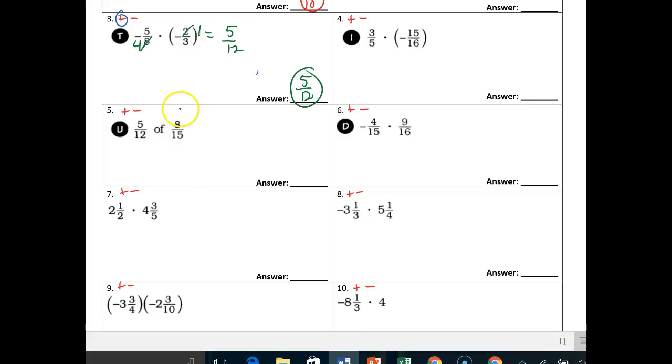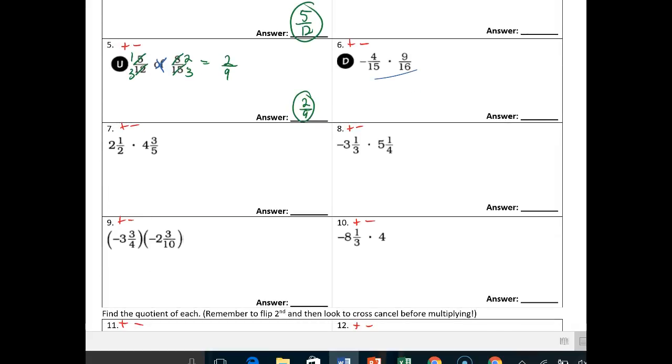5/12 of 8/15, of just means multiply. So let's look for cross canceling. Again, I can do it. 5 divided by 5 is 1. 15 divided by 5 is 3. 8 divided by 4 is 2. 12 divided by 4 is 3. So 1 times 2 is 2. 3 times 3 is 9. So 2 ninths.